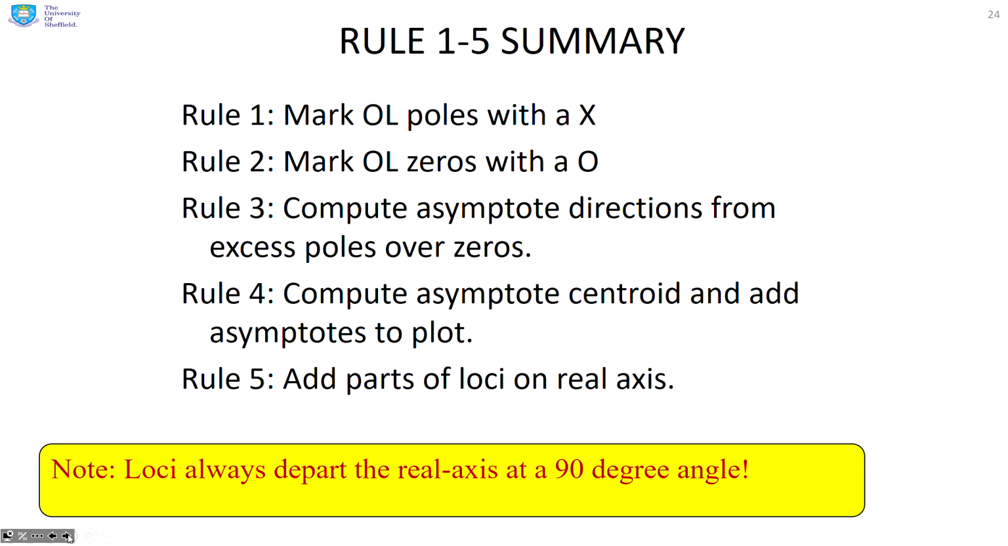So a summary of rules 1 to 5 then. Mark the open loop poles with a cross. Mark the open loop zeros with a 0. Compute the asymptote directions from the excess of poles over zeros, and you can just do that by memory. Compute the asymptote centroid, and then add the asymptotes to the plot, and that's the only bit that actually requires some computation. And then add the parts of the loci on the real axis. And hopefully you all agree these rules can all be done very, very quickly. So it's a back of the envelope sketch, something you can do very quickly.